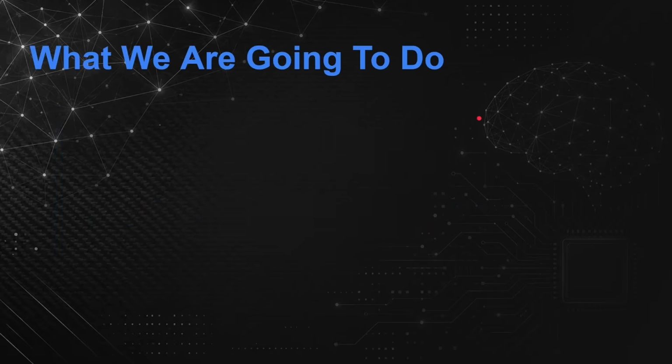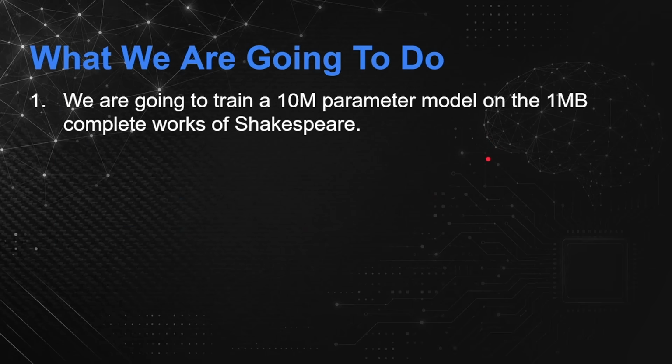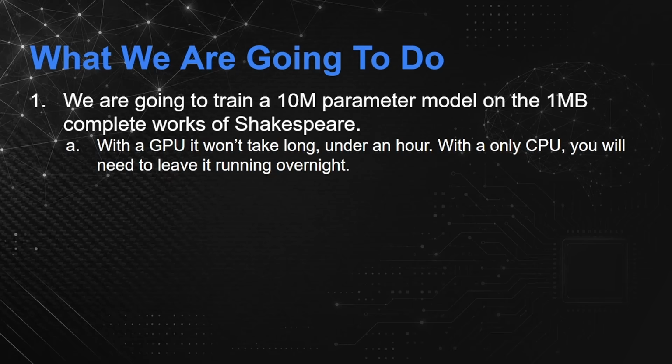Okay, so let's dive in. What we're going to be doing today is two things. One, we're going to train a 10 million parameter model on a 1 megabyte file. It's the complete works of Shakespeare, so about a megabyte of writing. And with a GPU, it won't take long, under an hour for sure, maybe only a few minutes depending on the power of your GPU.